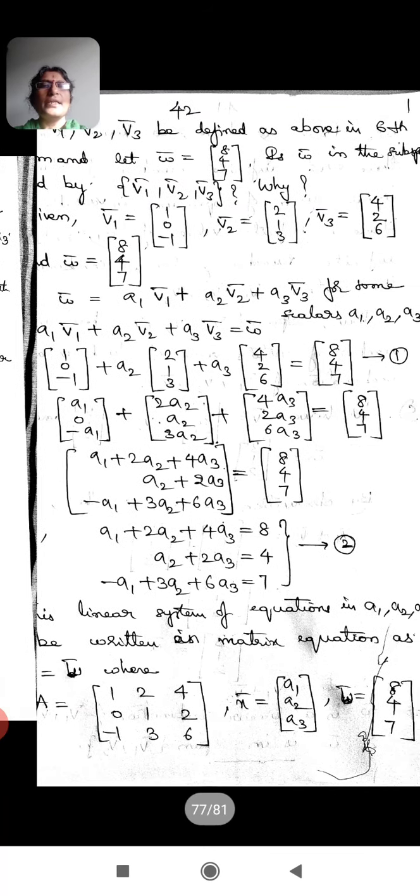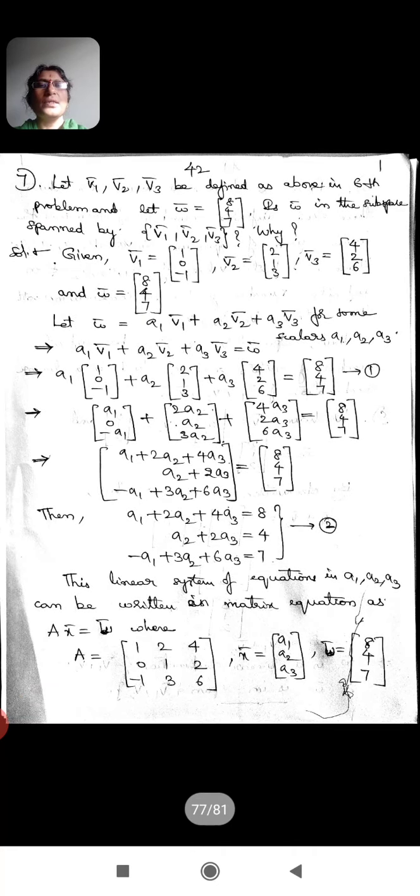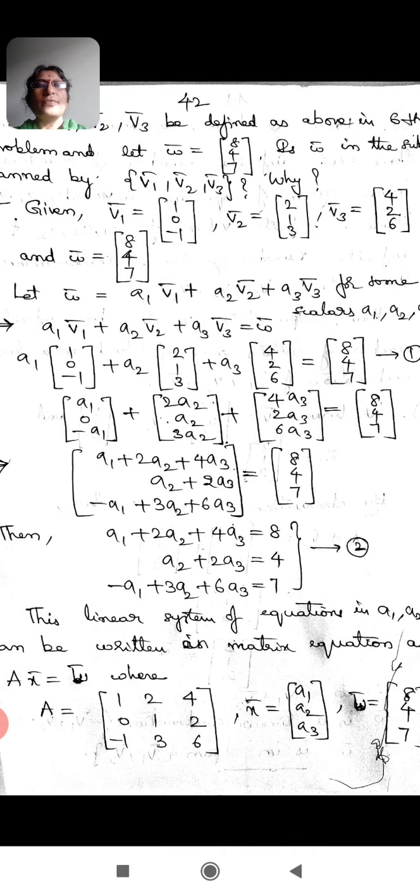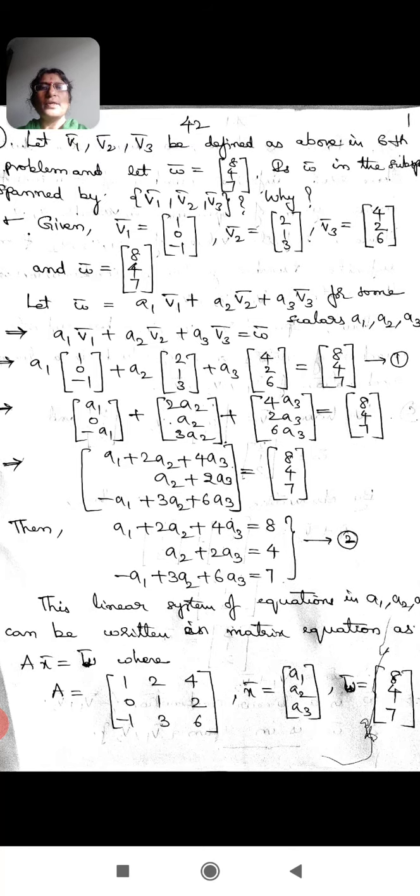So I have equated w bar to a linear combination of v1, v2, v3 with the scalars a1, a2, a3 taken from the set of real numbers. So w bar is equal to a1 v1 bar plus a2 v2 bar plus a3 v3 bar for some scalars a1, a2, a3. Now substitute the column vectors given to us above, which are v1, v2, v3 and w bar. All these four vectors are given to us.